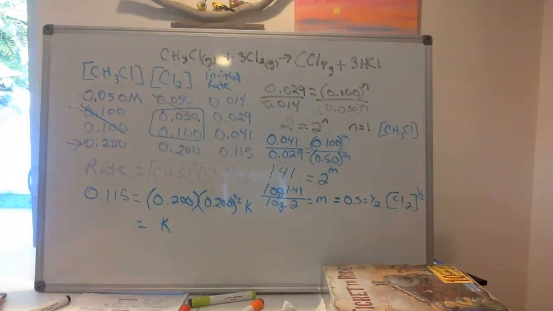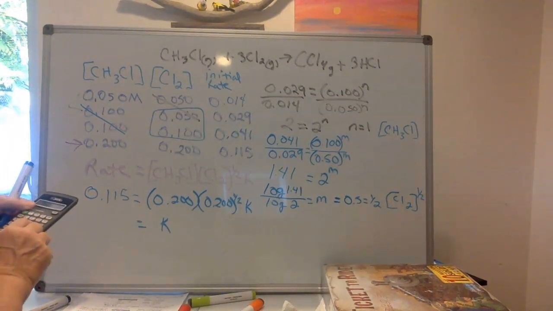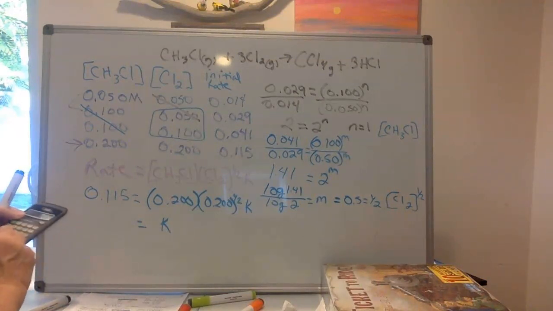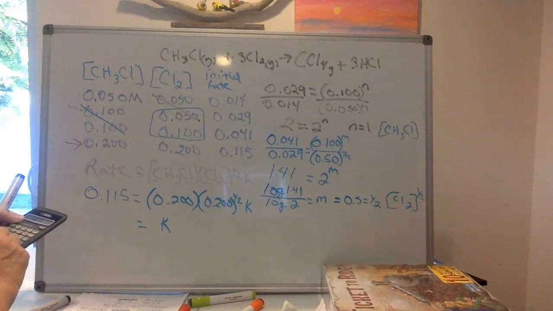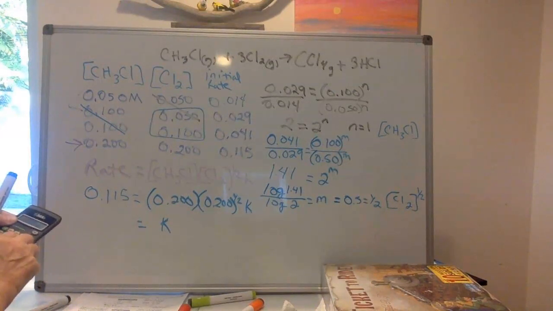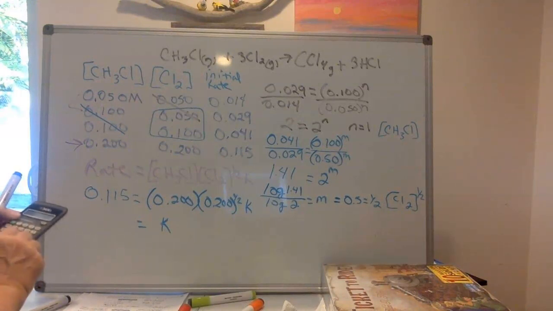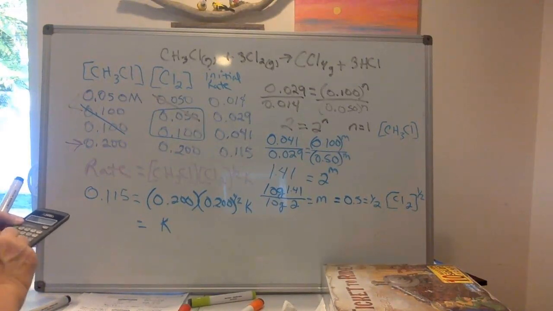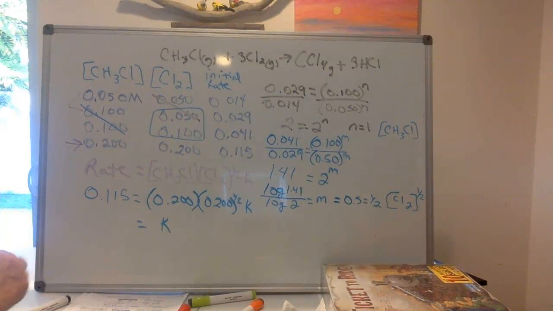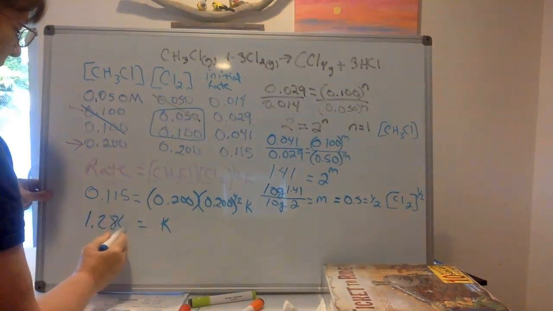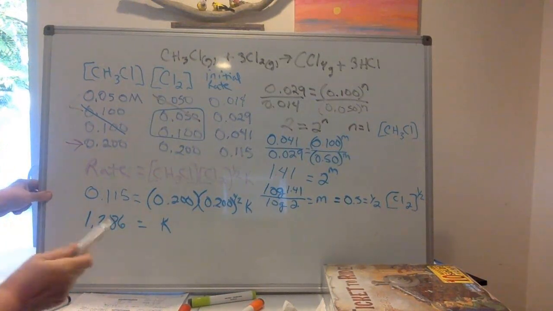So K equals 0.115 over 0.2 times 0.2 to the 0.5, and then I flip it to get it to the other side. K is 1.286. Now the overall rate law then can be written, but we got to do the units first.